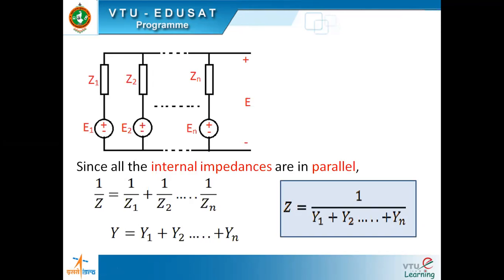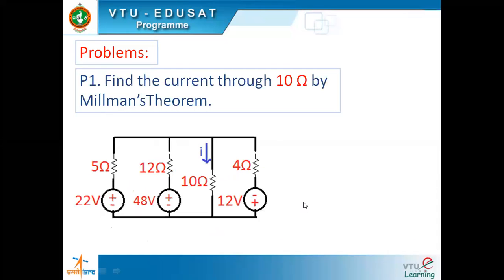So let's solve some problems on this. Very simple. This is the simplest of all the theorems that we are seeing. Fine, so let's move on with some problems. Here they will ask us to find the Millman's equivalent circuit. What is Millman's equivalent circuit? It is actually Thevenin's equivalent circuit, but you are not supposed to find VOC and ISC by applying mesh analysis and node analysis. No, you are doing that by using these equations.